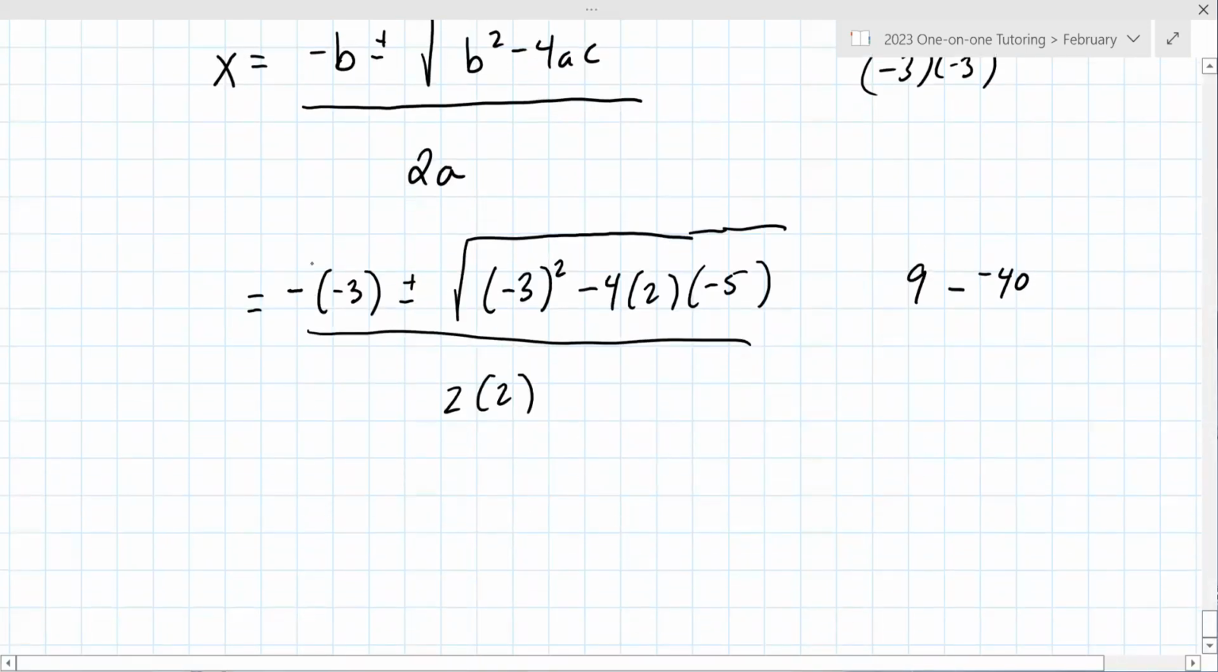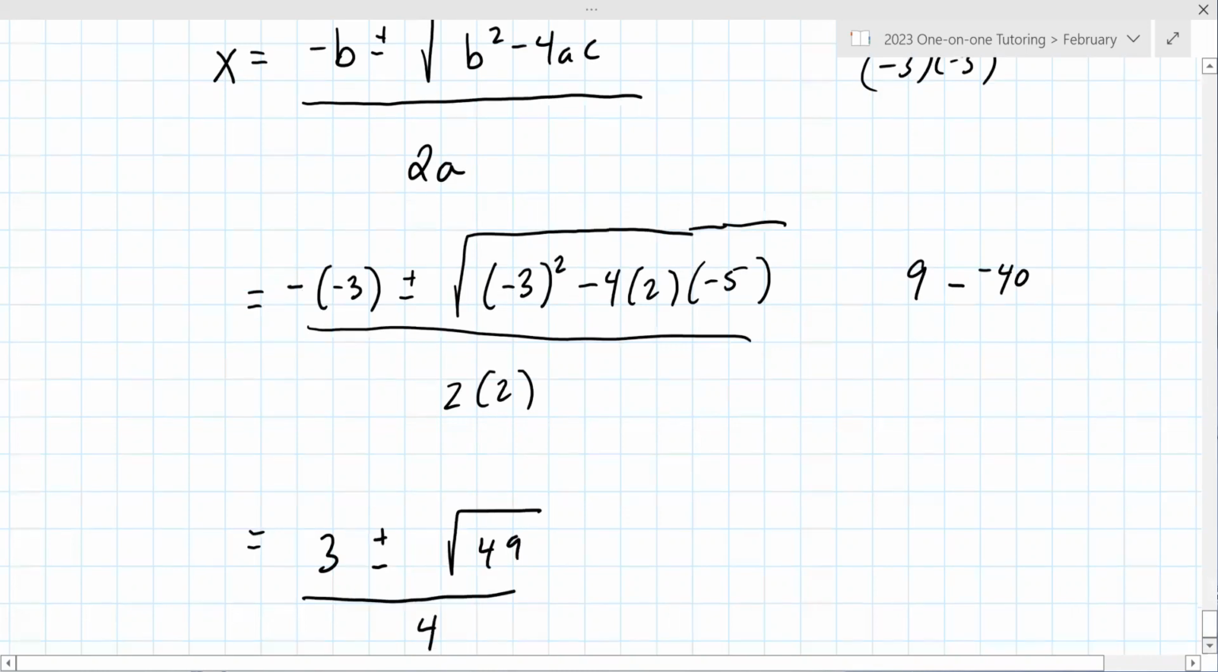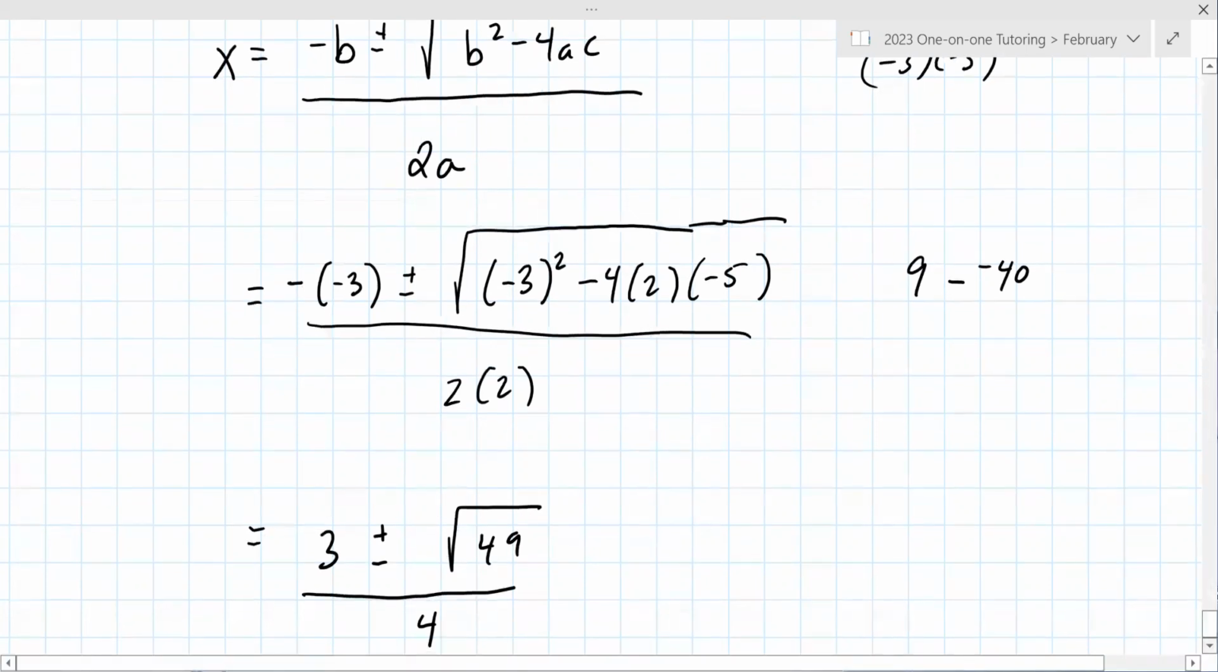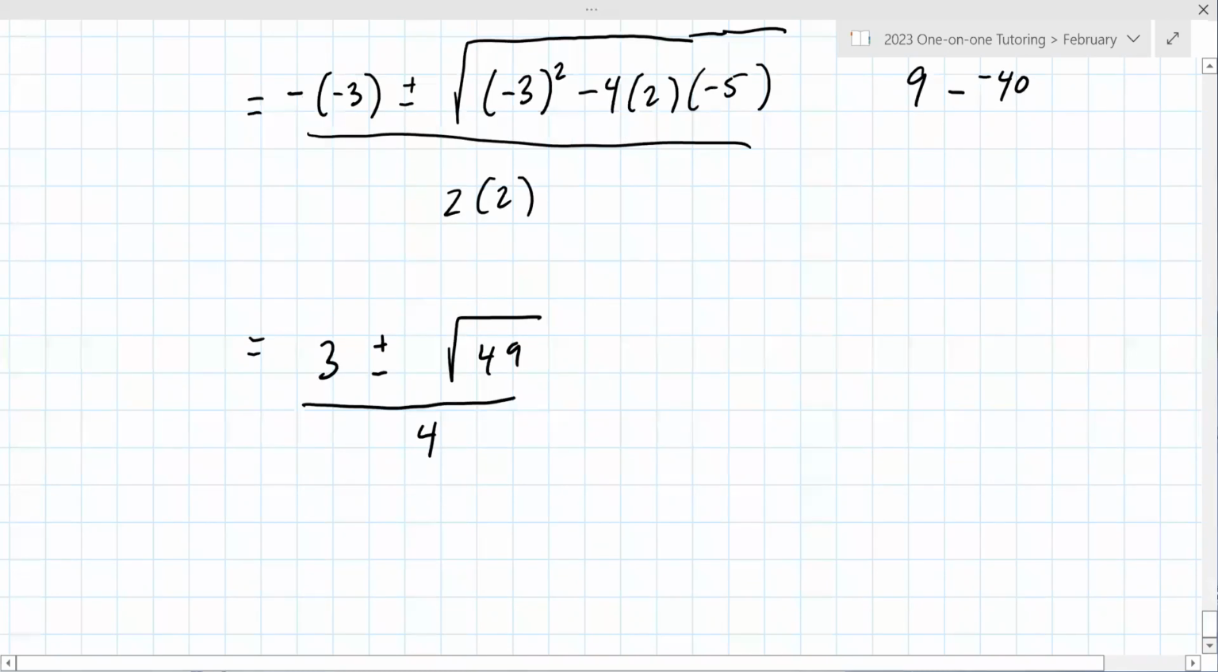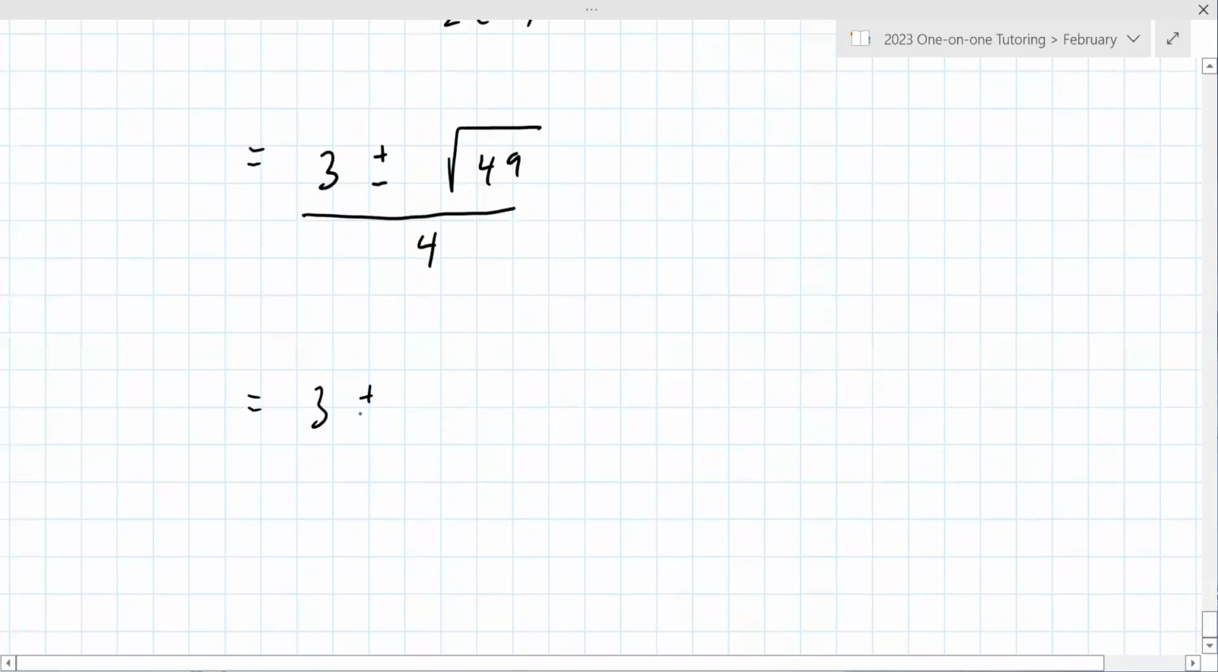In front here you have this negative of a negative. What do two negatives make? Positive. So 3 plus or minus the square root of 49 over 4. What to do from here? We've gotten this far because we're almost there. Then you take the square root of 49, right? I do not know what that would be off the top of my head. I think 7. 7, good.